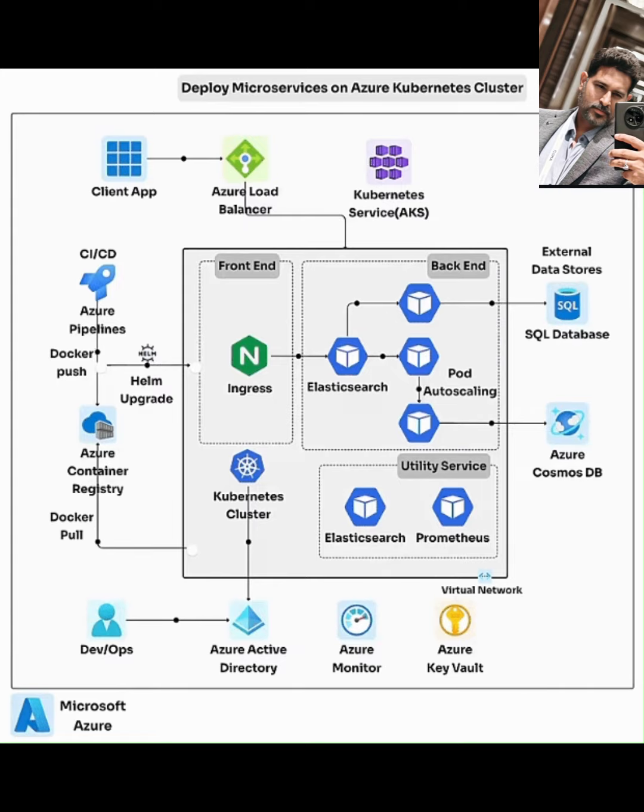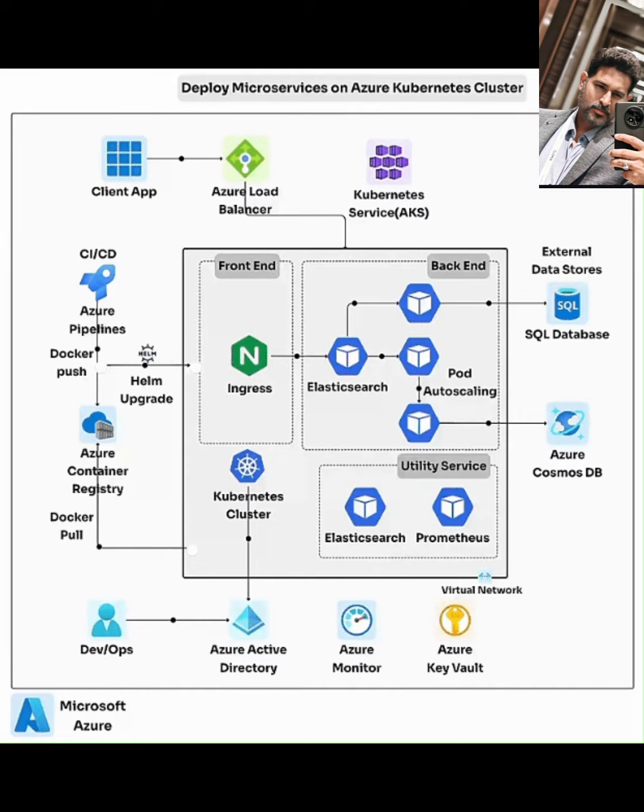A crucial part of this is pod autoscaling. Kubernetes can automatically create more instances, pods, of our front-end or back-end services when traffic is high and reduce them when traffic is low, saving costs and ensuring performance. There are also typically utility services within the cluster, like Elasticsearch, maybe for logging or search, and Prometheus, commonly used for monitoring.